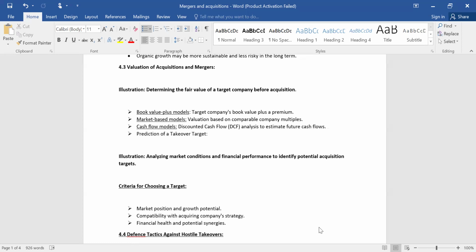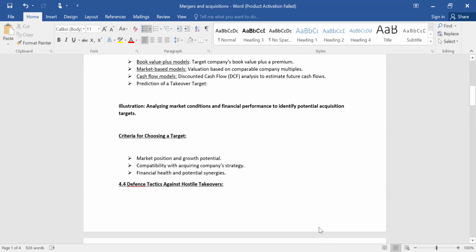And then now, before you merge or you acquire a new company, lazima kuwa na criteria or ni nini umeangalia. So lazima you have to analyze the market condition and financial performance to identify potential acquisition target. So for you to merge, huwezi amuka tu na useme we want to merge with company C, or we want to merge with company B.